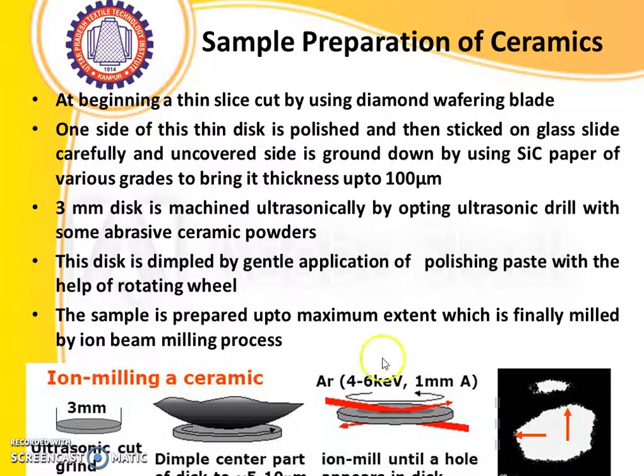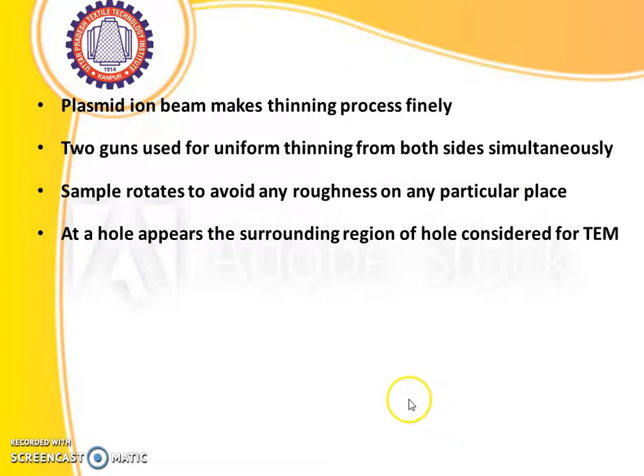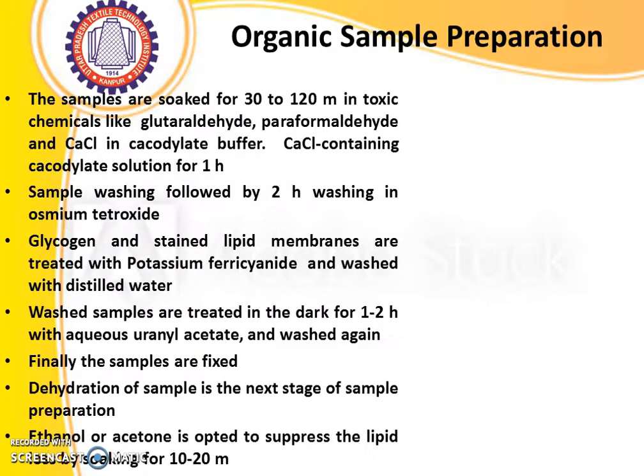So in this way, when a hole starts to appear in a particular disc, the nearby area of that hole is cut down and mounted on a sample holder. So plasma ion beam makes the thinning process very fine and easy. Two guns are sometimes used for uniform thinning from both sides simultaneously. The sample rotates to avoid any roughness in any particular place, so uniform grinding is required. As a hole appears, the surrounding region of the hole is considered for TEM as a sample.